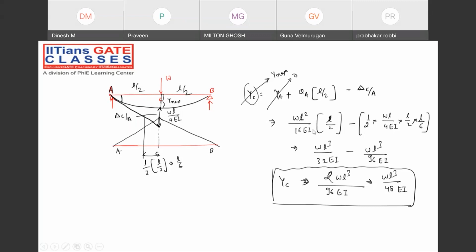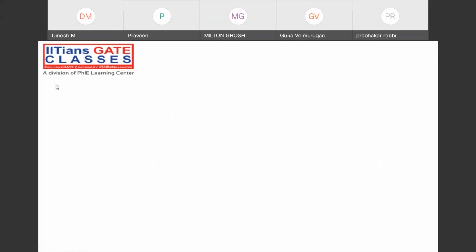Perfect. Now, note on the question number 3, or note on the formula. The formula is going to be very, very important for you guys to remember. Formulas are going to be very, very important.